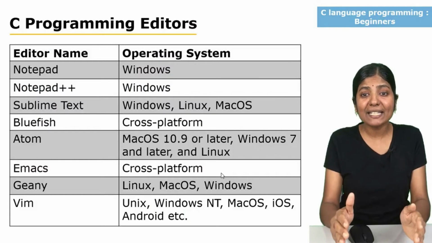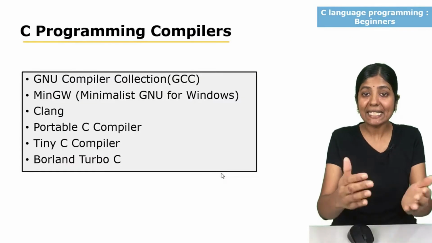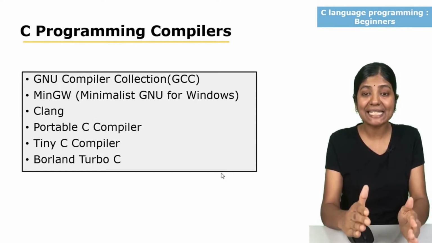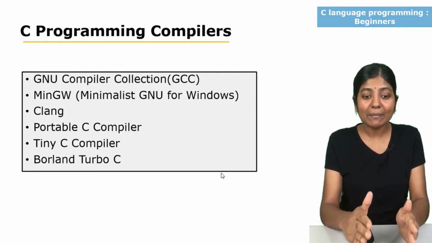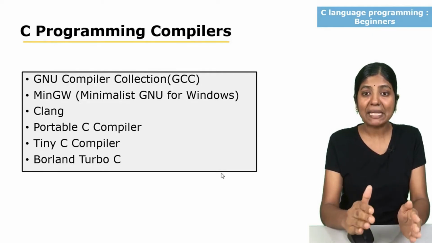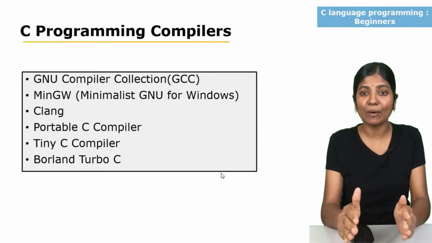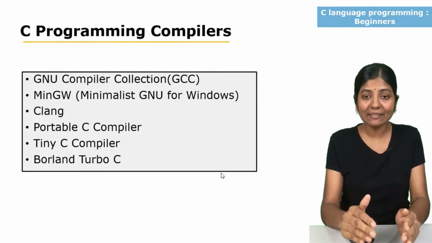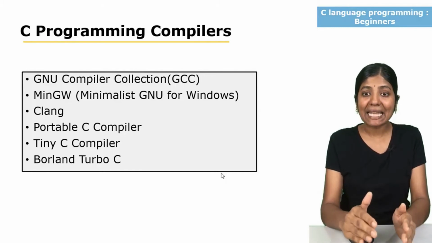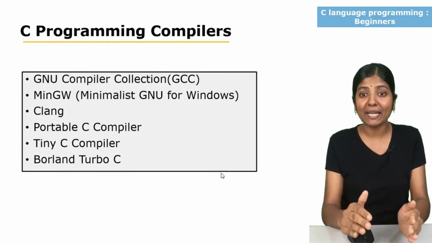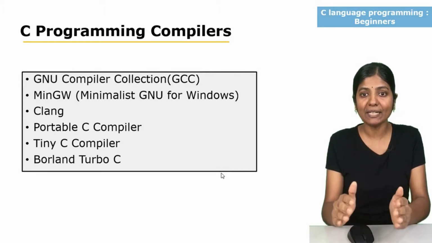Let's see a few compilers available for C programming. These are a few compilers like GNU Compiler Collection, short GCC, MinGW, Minimalist GNU for Windows. MinGW is the GCC compiler for the Windows operating system. Clang compiler, Portable C compiler, Tiny C compiler and Borland Turbo C compiler. Among all these, the GNU compiler, it means the GCC compiler, is the most popular compiler.